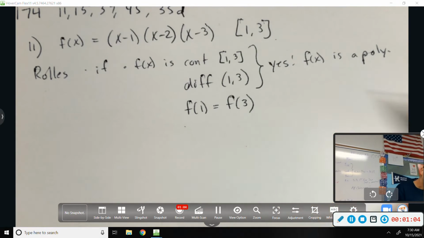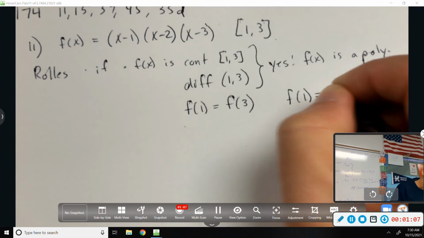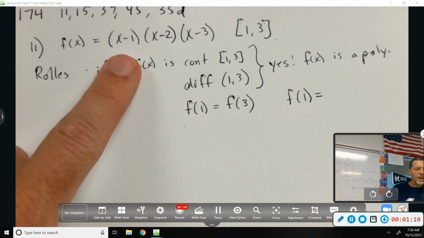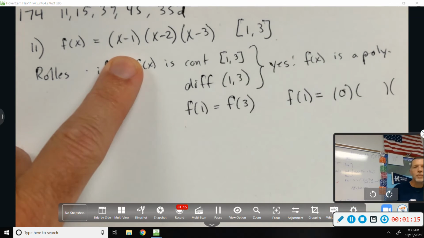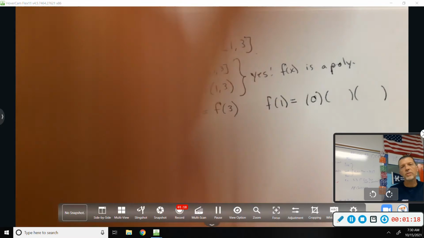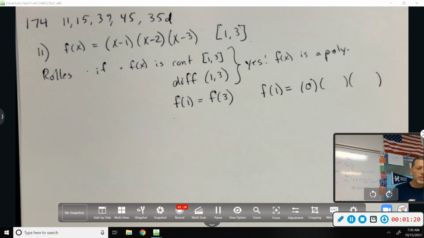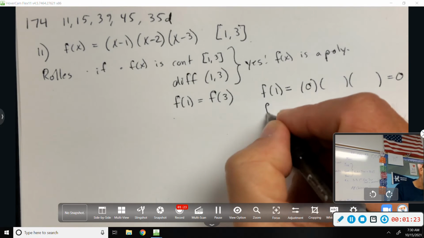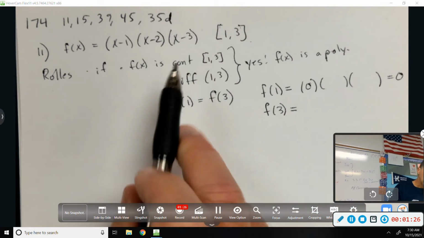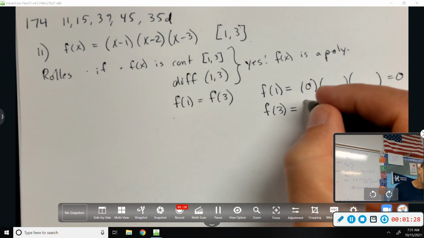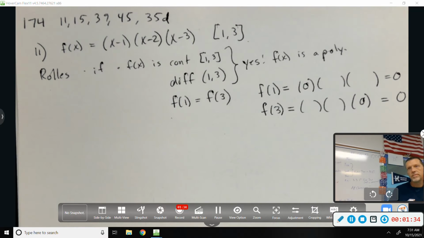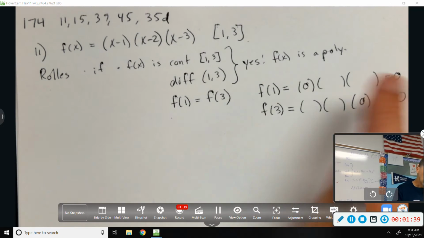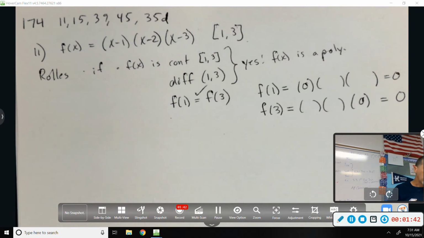f of 1 equals f of 3. Well, that's going to take a little bit of work, but really not too much work because of the way it's factored. If I plug in 1, then I get 0 times two more things, but it doesn't really matter what the two more things are, because once you've got a 0 in there, it's 0. f of 3 is kind of similar. It's something times 0, so that's 0. I'm really shortcutting stuff here, but it's okay if you're paying attention. So yes, f of 1 equals f of 3. That's true. Okay, so Rolle's theorem applies.